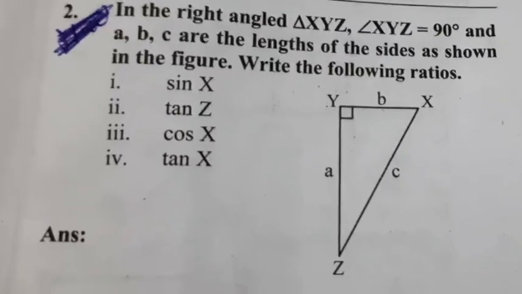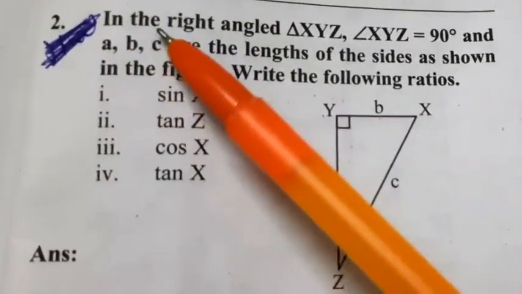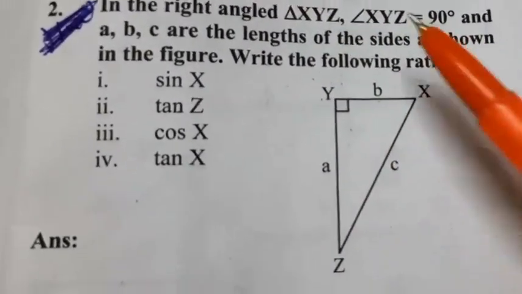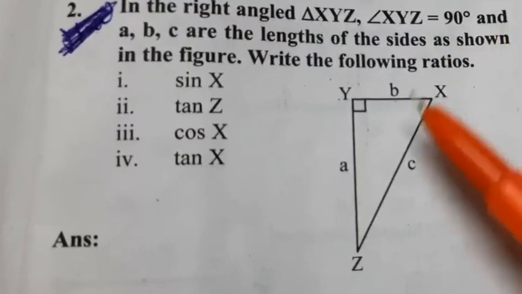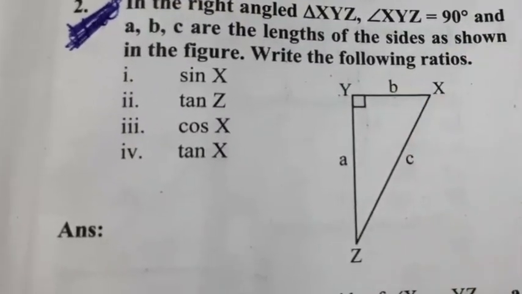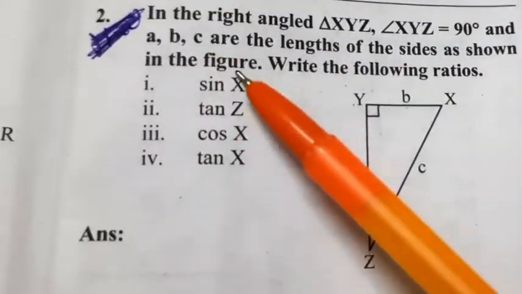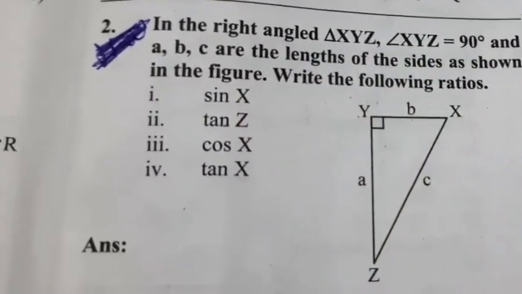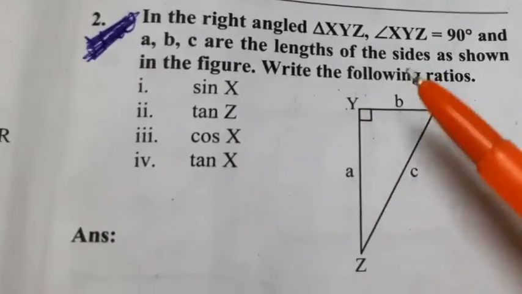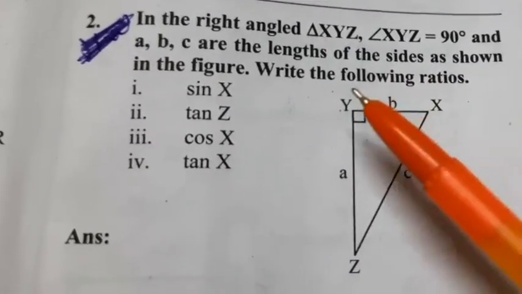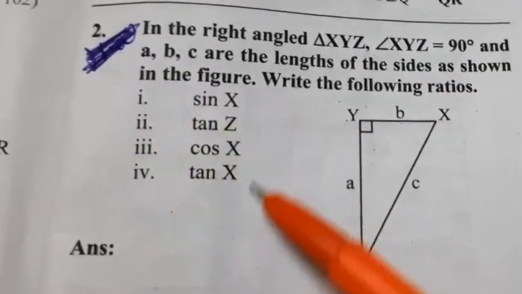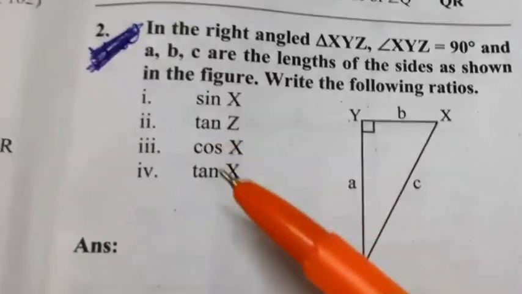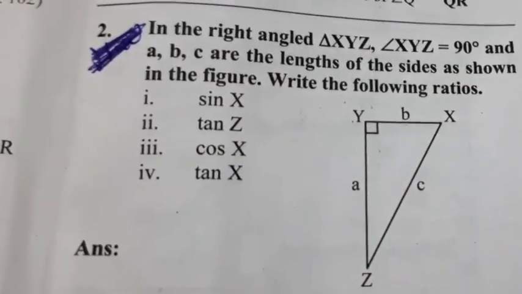Next you have question number 2. In the question they have given, in the right angle triangle XYZ, that is this triangle, angle XYZ is equal to 90 degrees, and A, B, C are the lengths of the sides as shown in the figure. That is XZ is C, YZ is A and YX is B. Write the following ratios. So you have to find 4 ratios: sin X, tan Z, cos X, tan X. So let's solve this first.